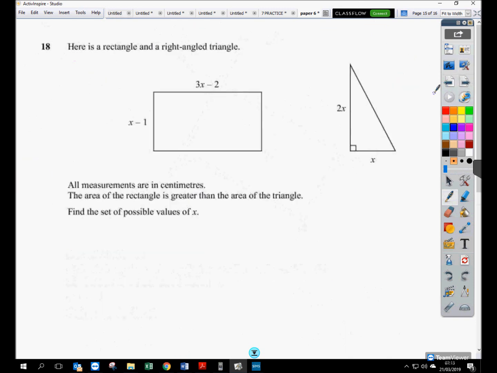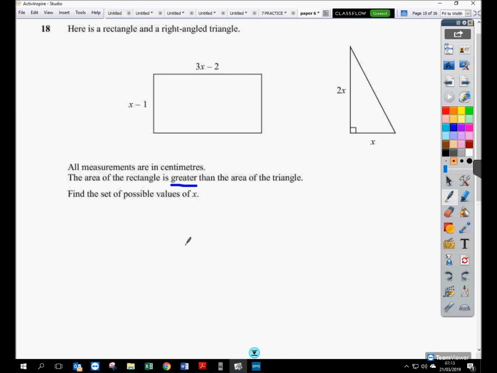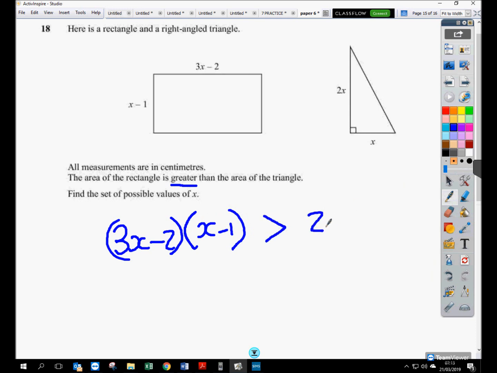The last question on the paper is to do with inequalities. The area of the rectangle is greater than the area of the triangle. The formula for the area of a rectangle is length times width. So 3x minus 2 multiplied by x minus 1 is greater than the area of the triangle, which is base times height divided by 2.